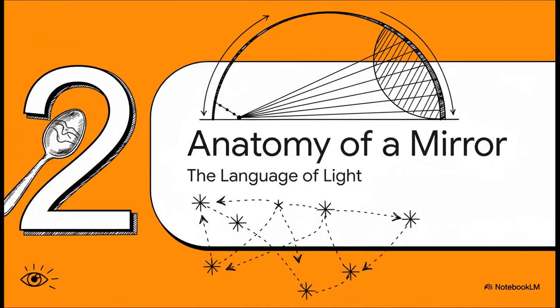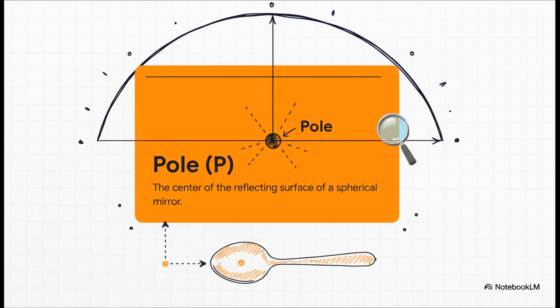All right, now let's get into the specifics. To really understand what's going on, we kind of need to learn the language, the key landmarks on the map of a curved mirror. Don't worry, it's pretty straightforward. First up, we have the pole. Scientists usually label it with the P. Honestly, just think of it as the dead center of the mirror's surface. It's like the starting point for everything.